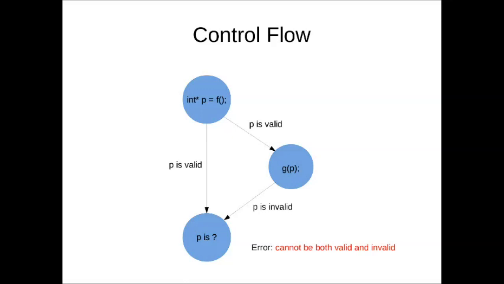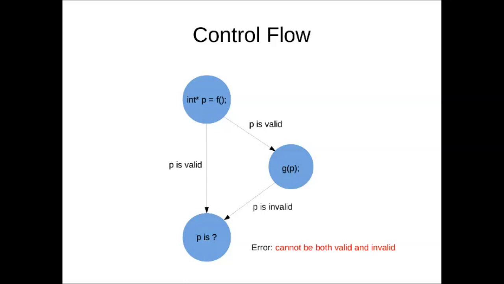The 2 control flows then merge. One parent has p with a valid state in it, the other has p with an invalid state. What to do, what to do? There's really only one thing we can do with this: issue a compiler error.